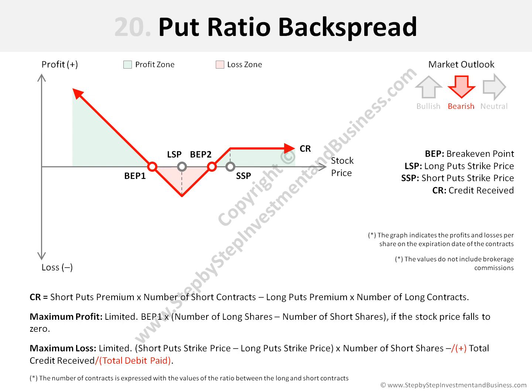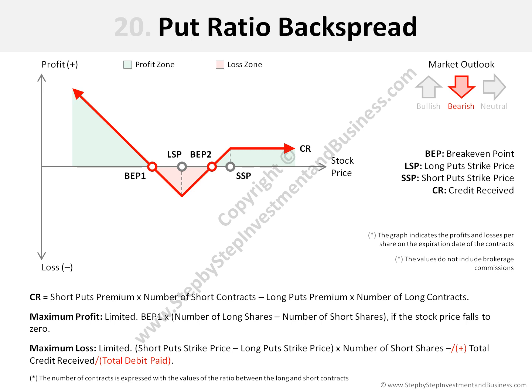Before we go any further, we will make a clarification about the contracts. In each of these equations, the number of contracts is expressed with the values of the ratio between the long and short contracts. That is, we must use the values of the ratio and not the total values. And of course, with long contracts, we refer to contracts purchased, and with short contracts, we refer to contracts sold.